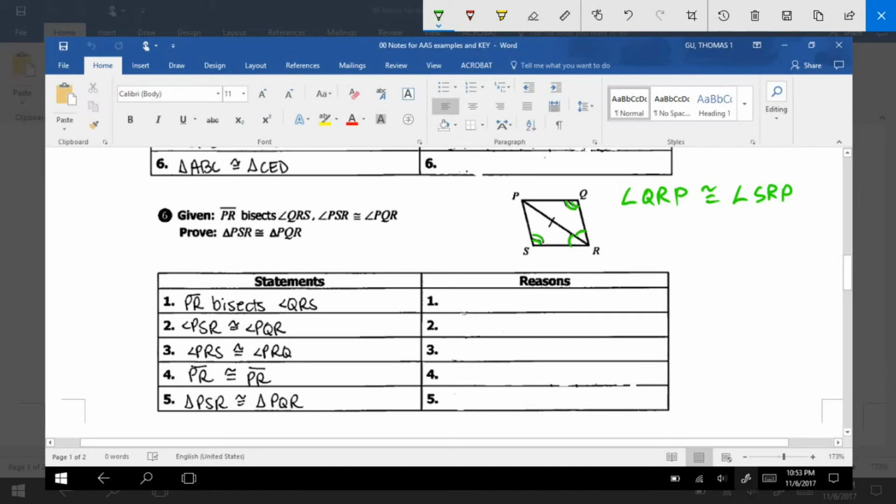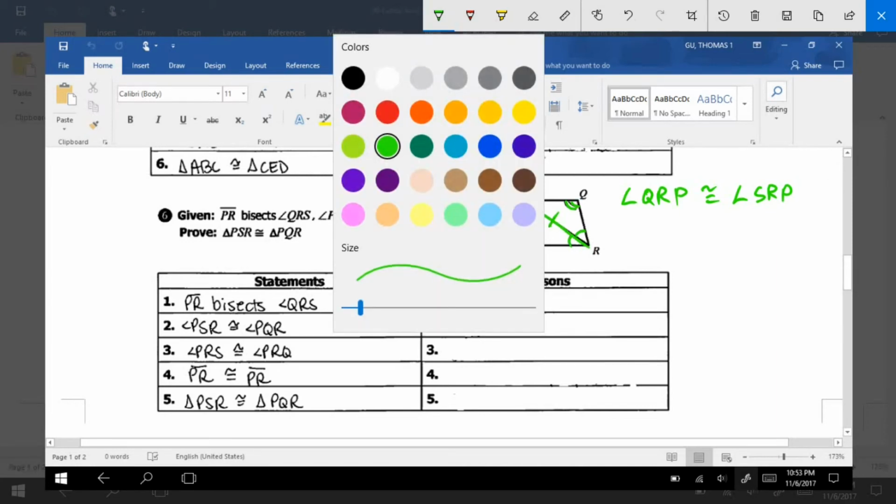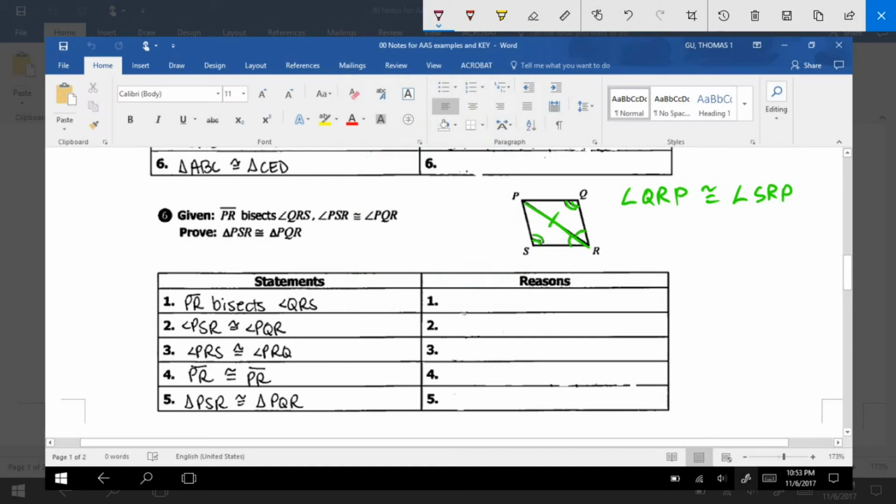But then look, our third side right here, these two triangles share this side. So pretty much you're going to know that this is congruent. And we can go straight into the proof table. Let's go. PR bisects angle QRS. Where do you see that? It's given. Step 2, angle PSR is congruent to angle PQR. Where's that? It's also in the given. Number 3, angle PRS is congruent to angle PRQ. Where is that? That's the definition. That's the definition of bisect.